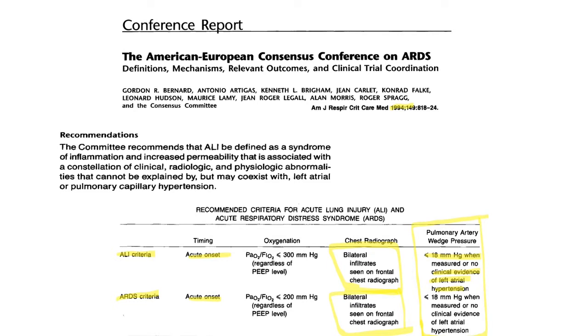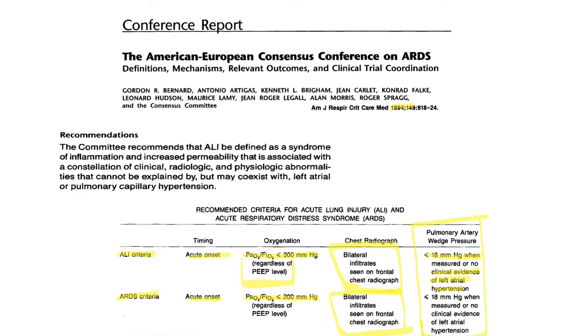Acute lung injury would be if the PaO2/FiO2 ratio is less than 300, and if it is less than 200, it will be ARDS. And here, this was regardless of the level of PEEP.